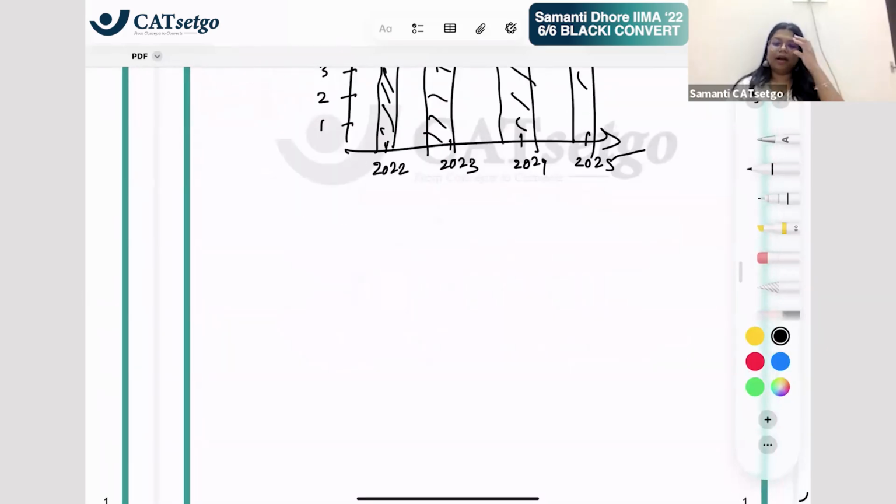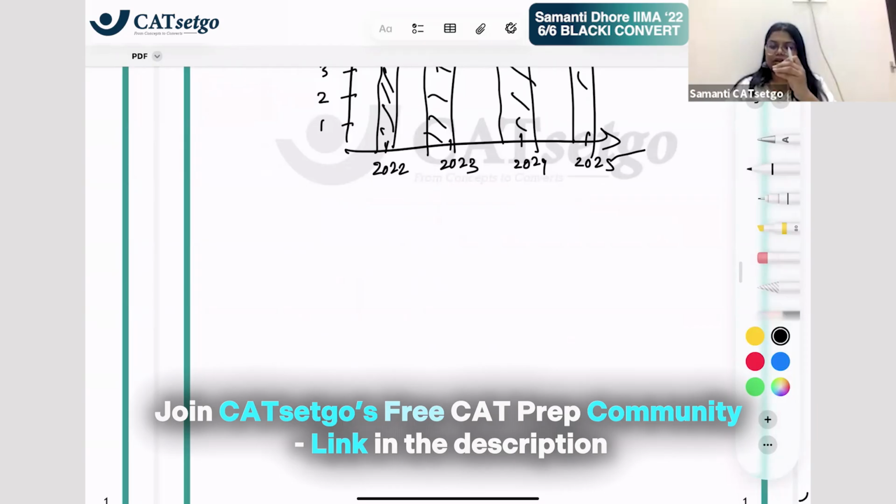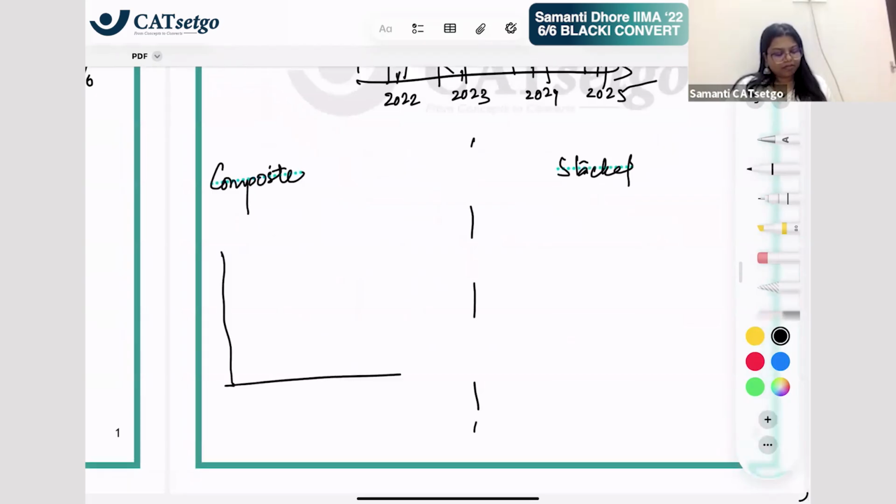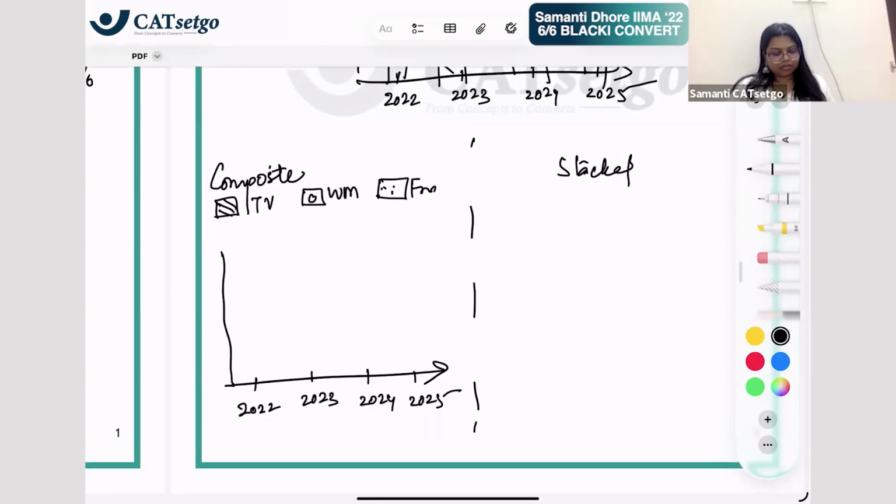Now I can draw a separate bar graph for every product, but similarly I can draw a complete bar graph together for all products also. That can be represented as a composite or stacked bar graph. What I mean is, a composite bar graph would be something like this, wherein every year is given here and every product has its symbol. Like this is TV, this is let's say washing machine, then this is a fridge, for example, right? And the fourth one too has been given to you like this.